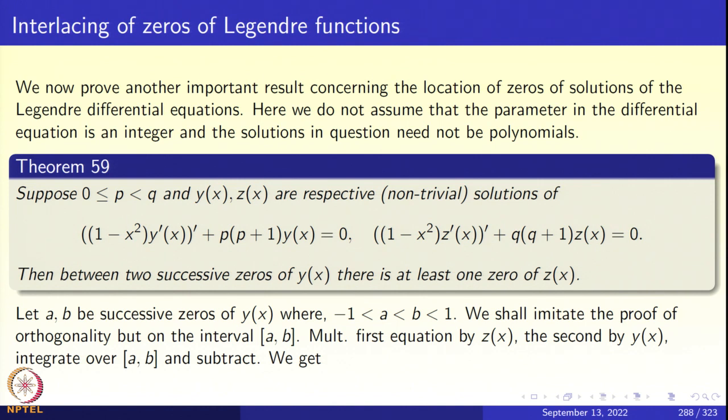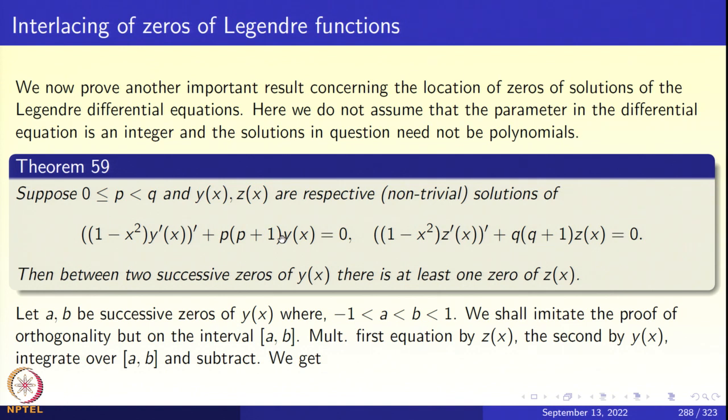So theorem 59. Suppose 0 is less than or equal to p less than q, and y of x and z of x are respectively solutions of the Legendre equations with parameter p and parameter q. I'm excluding the uninteresting solution, namely the identically zero solution. So I'm taking non-trivial solutions of the Legendre differential equations with parameter p and parameter q. Now I'm looking at two successive zeros of y of x. There is at least one zero of z of x. How do you think about this in general?